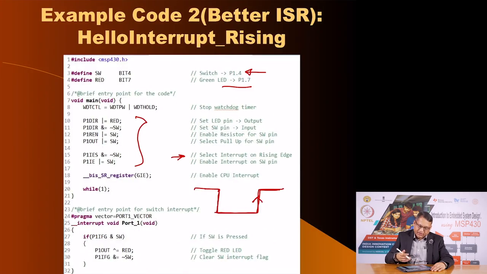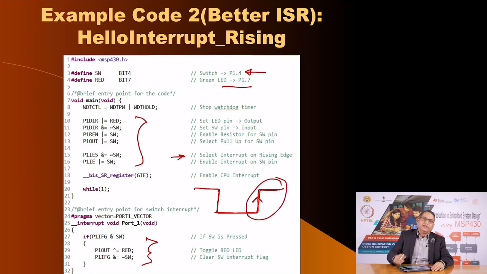Here the example is very similar, but there is no delay subroutine here, and the rest of the code is very similar. You are enabling the interrupts, you are choosing that the interrupt should happen on the rising edge, which means when you press the switch and release it, at that time the LED will toggle.